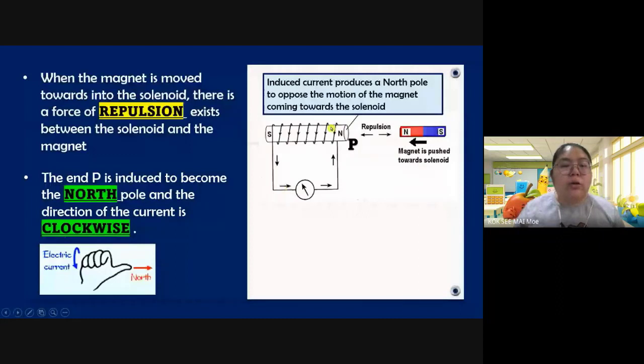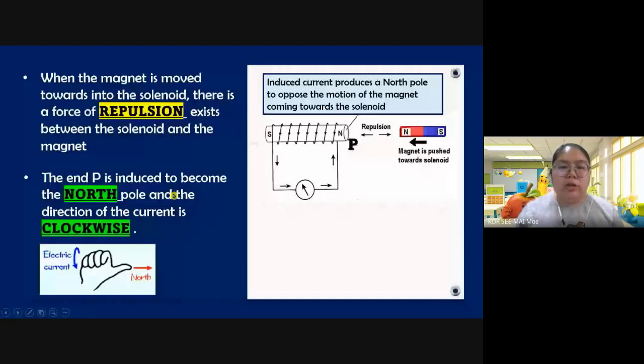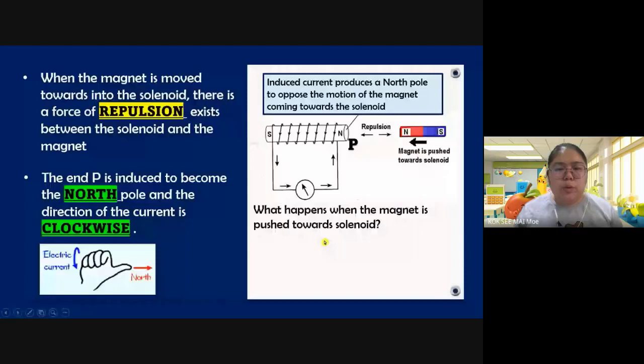Help me to ignore the second sentence. Only the P is a north. Direction of the current is clockwise, you just ignore. Then after that, you need to know the deflection of the galvanometer. Follow the direction where the current comes from. That's all.